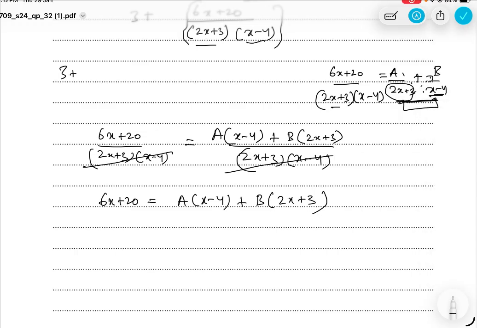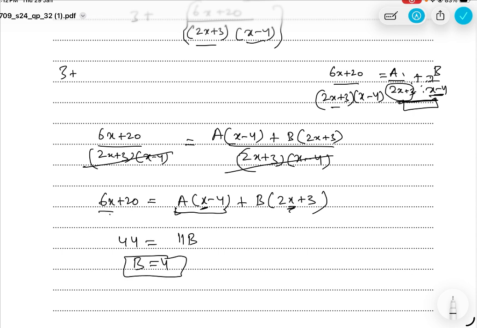Yes or no? Now, if I put x equals to 4, this term will become 0. So put x equals to 4. So it would be 6 times 4 is 24 plus 20 is 44 equals to, put 4 over here, 11B. So B would be 4. You got the value of B?